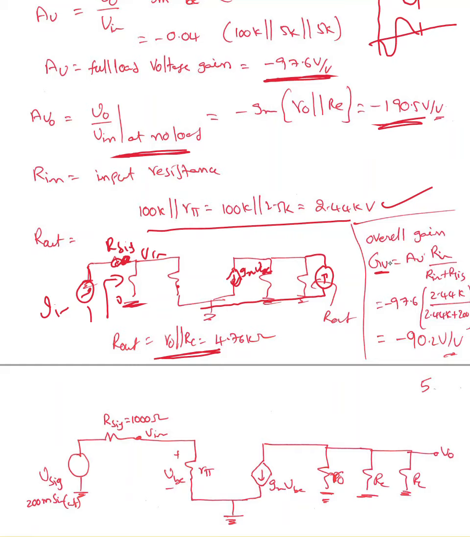So the overall gain GV is nothing but the output over V signal input. I can write it as V0 over Vin and Vin over Vsig, and so you will end up with V0 over V signal. That's the overall gain. Now Vin, I can write like this. That's how I ended up with AV being V0 over Vin, and for Vin you can use this formula. Based on that, I found the overall gain is minus 90.2 volt per volt.